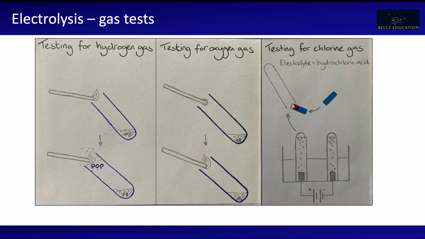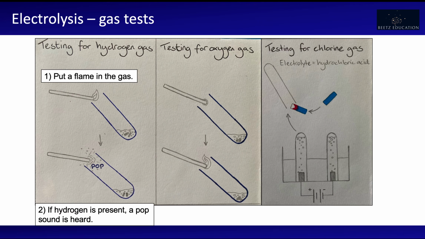You could be asked to describe gas tests within this topic as well. So a quick reminder of three common ones if we were testing for the products in a particular electrolysis experiment. We've got the test for hydrogen, where we do not say the squeaky pop test, okay? That will score 0 marks in an exam. We say we put a flame in the gas, or ignite the gas, or put a lit splint in the gas. And if hydrogen is present, we hear a pop.